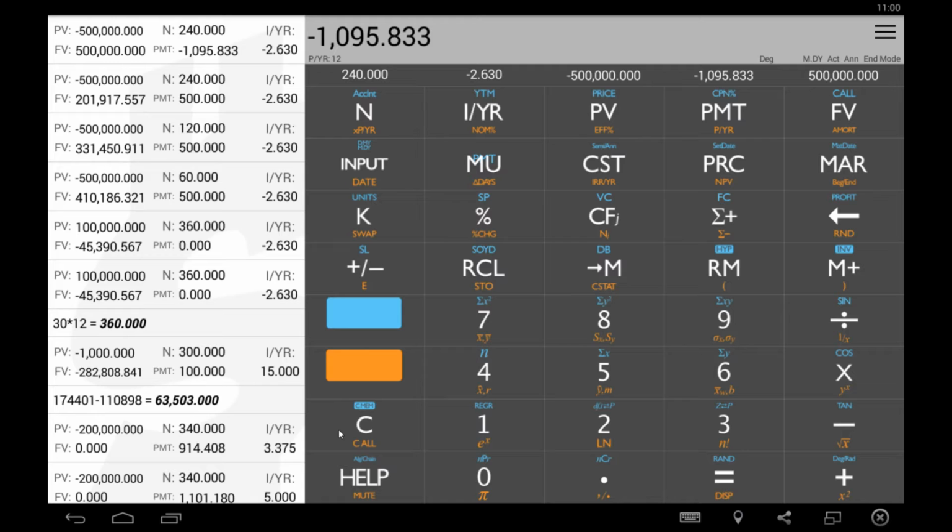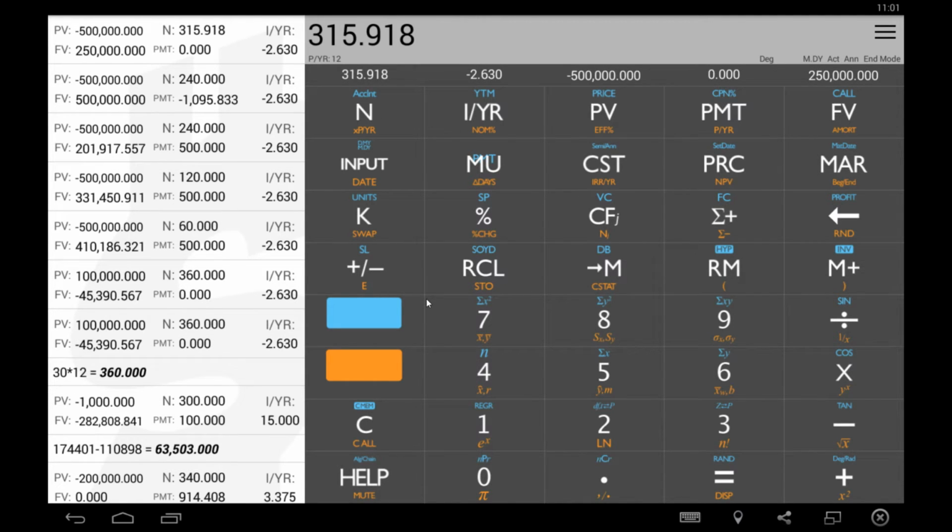So next question is, how long would it take for its value to be cut in half? So we want to solve for n. So we have $250,000, zero payment. After almost 16 months, the value of $500,000 is cut in half. Interesting, huh?